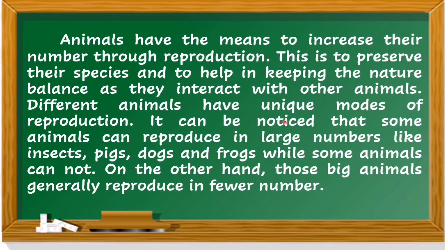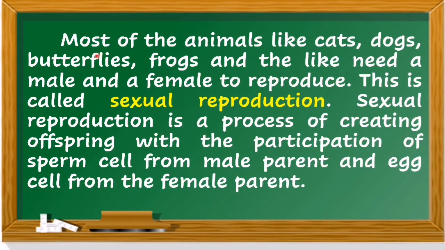Different animals have unique modes of reproduction. It can be noticed that some animals can reproduce in large numbers like insects, pigs, dogs, and frogs, while some animals cannot. On the other hand, big animals generally reproduce in fewer numbers. Most animals like cats, dogs, butterflies, frogs, and the like need a male and female to reproduce. This is called sexual reproduction.